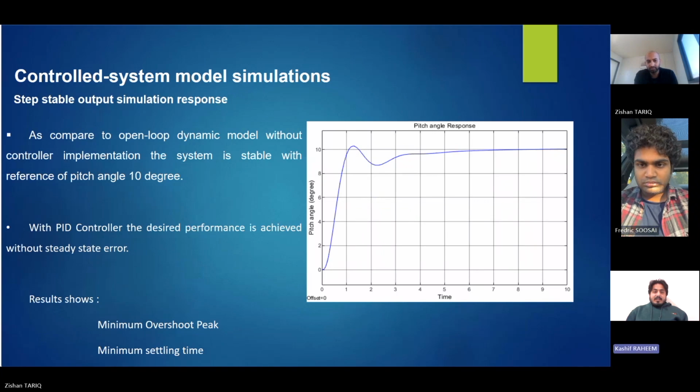Here you can see the output response of the closed loop system. When we compare the open loop dynamic model, that is without any controller, with the closed loop, you can see that in the closed loop there is minimum overshoot, and the settling time is very small, around 4 seconds.